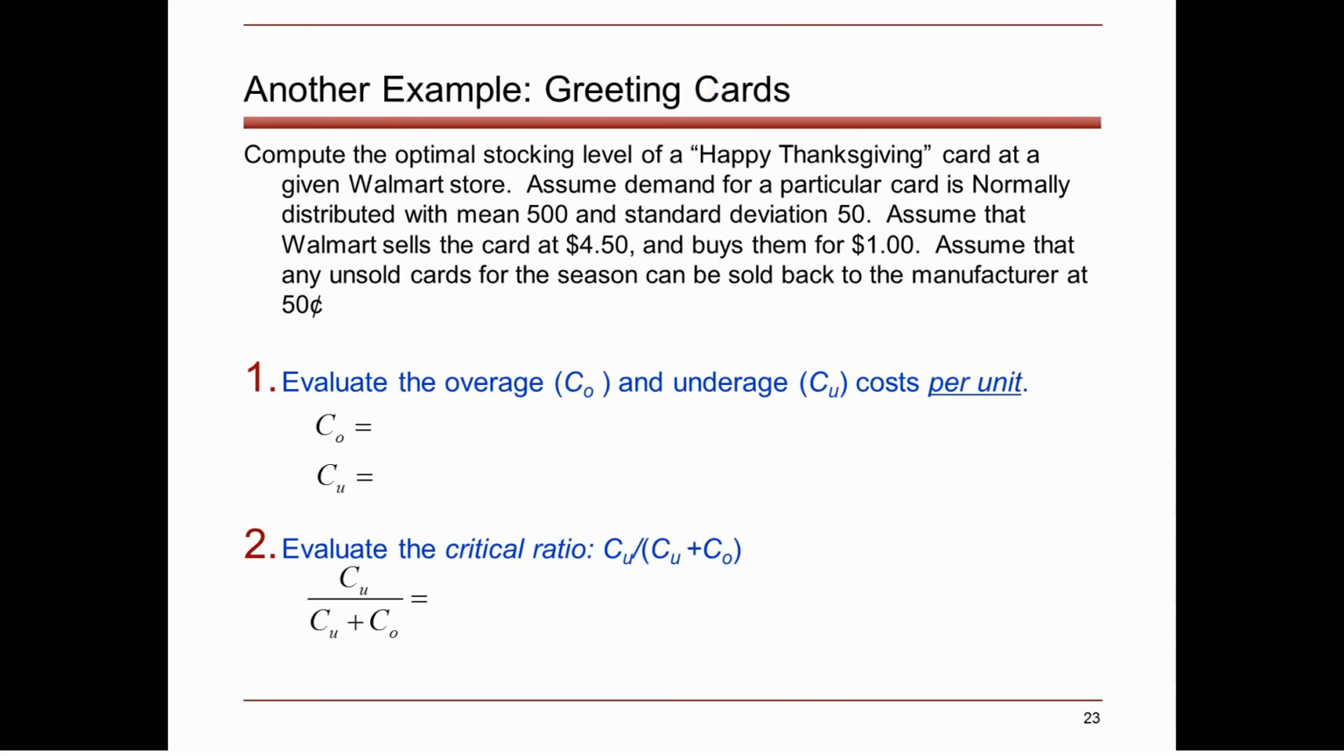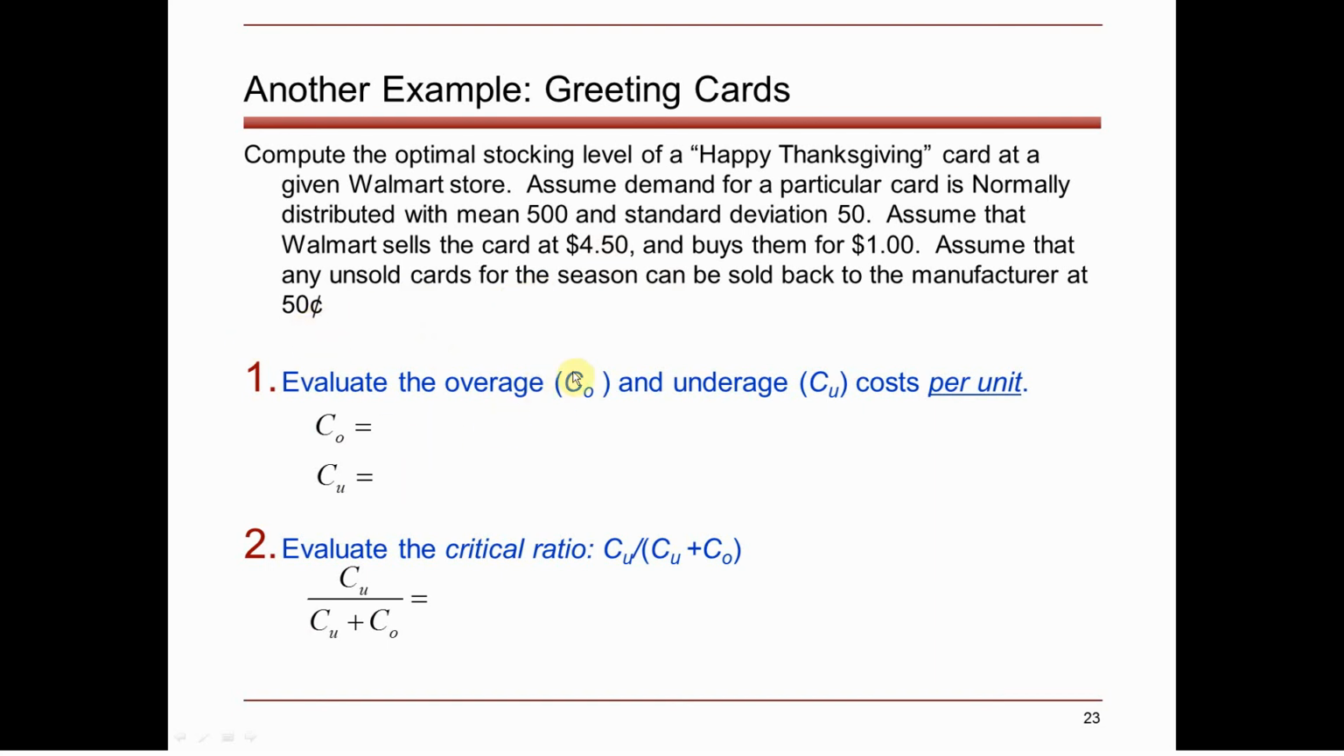So let's take another example. Let's look at greeting cards. Let's say we have Thanksgiving cards at Walmart that we're trying to sell, and we want to know how many to put on the shelf. So let's assume that the demand for a particular card is normally distributed with a mean of 500, standard deviation 50. So that means 500 cards we expect to sell with a variability of 50. Assume that Walmart sells the cards at $4.50 and buys them for $1, so they get a profit of $3.50. And assume that any unsold cards for the season can be sold back to the manufacturer at 50 cents, so we get some sort of salvage.